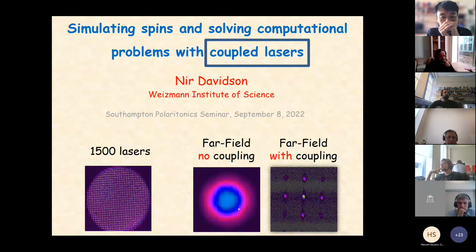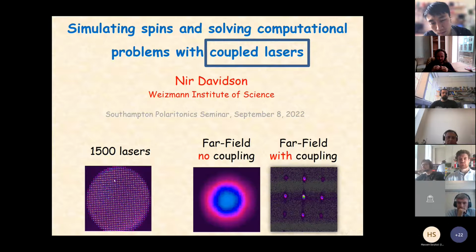Now, if you look at this middle spot, this is called far field in optics. It just means taking the Fourier transform of the field, or putting a lens and going to the focus. So you see this big blob is actually the Fourier transform, or the diffraction pattern, of a single laser. As you know, in optics, when you are small, your diffraction pattern is big. This is the Fourier relation. So each one of these lasers is small, about 100 micron, and therefore the diffraction pattern is big.